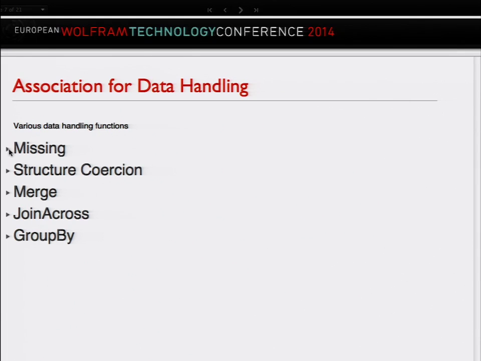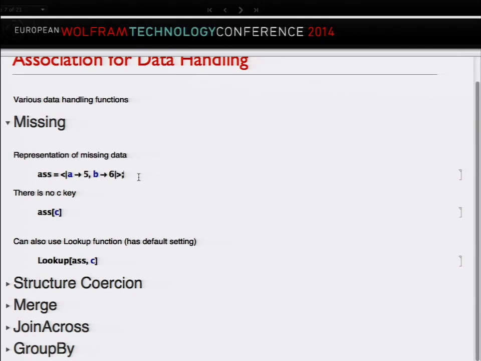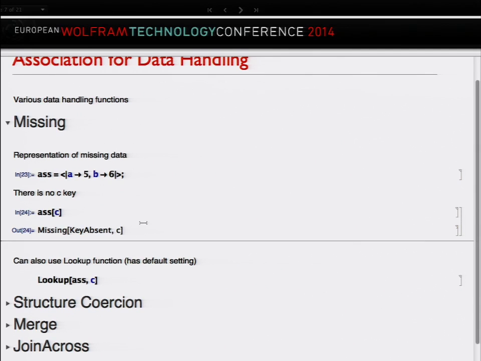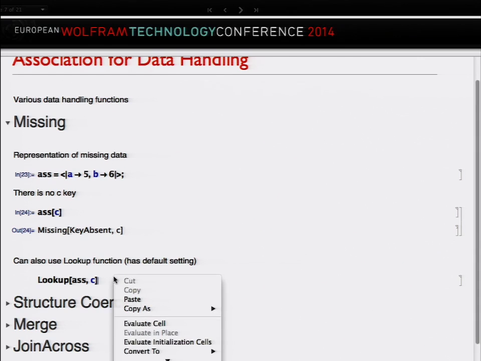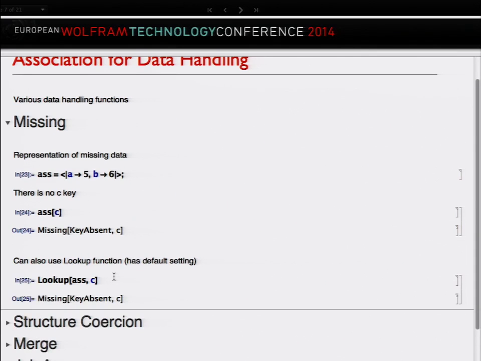This is how I'm going to look at some data handling types of things. For example, if I'm going to look up keys, there's an A key and a B key, but there's no C. So if I look that up, I get this sort of Missing thing that comes back. There's also a new function called Lookup, which by default does the same, but I can give a default value. So if the key's not found, then it returns this default value.